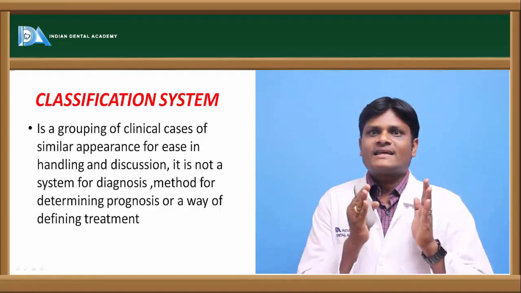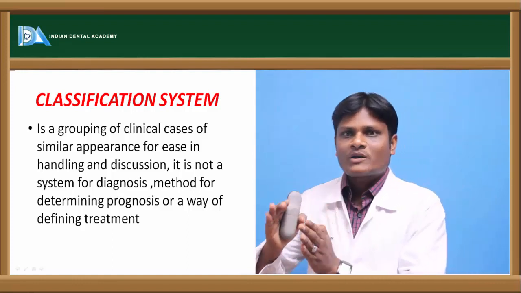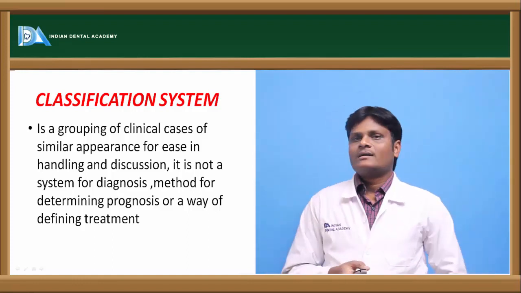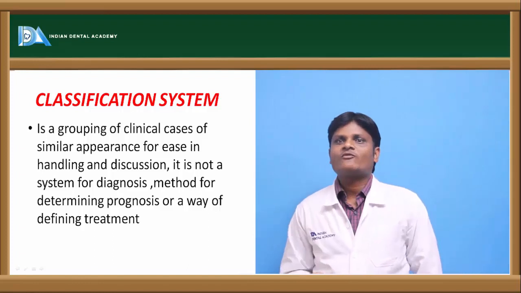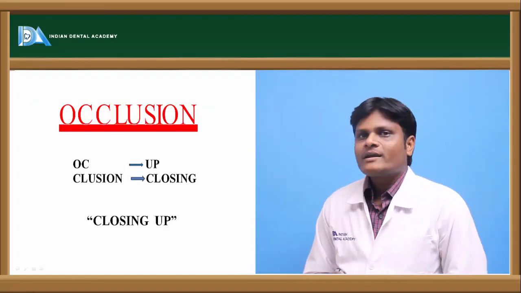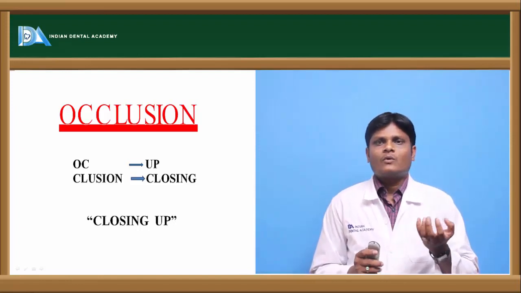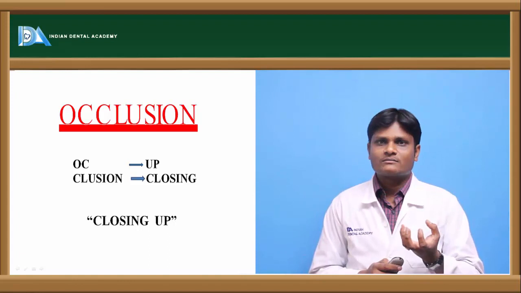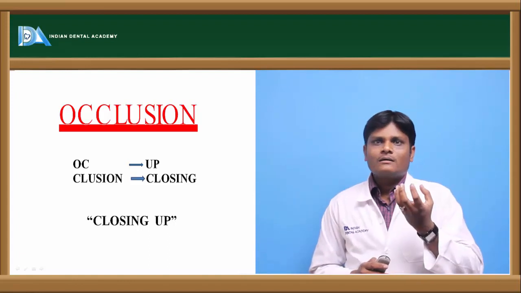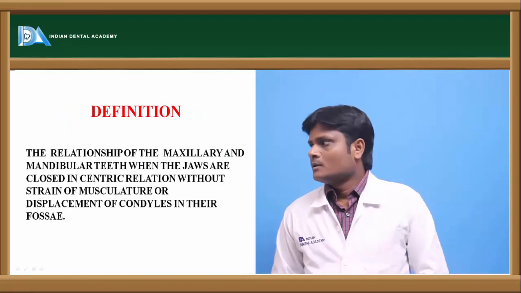That means assigning clinical cases of similar characteristics into one group is the main purpose of a classification system. Now, before entering into the classification of malocclusion, let us know the actual meaning of occlusion. The literal meaning of occlusion is closing up.